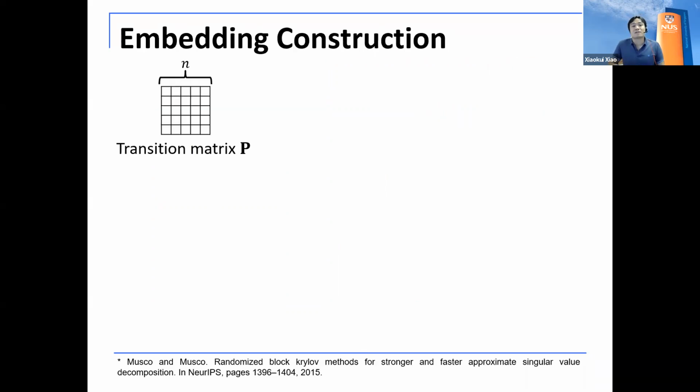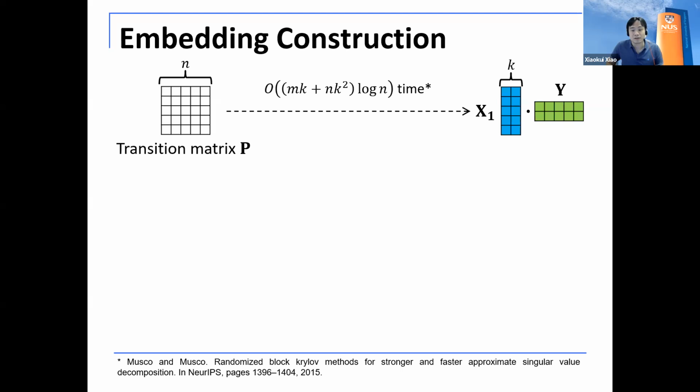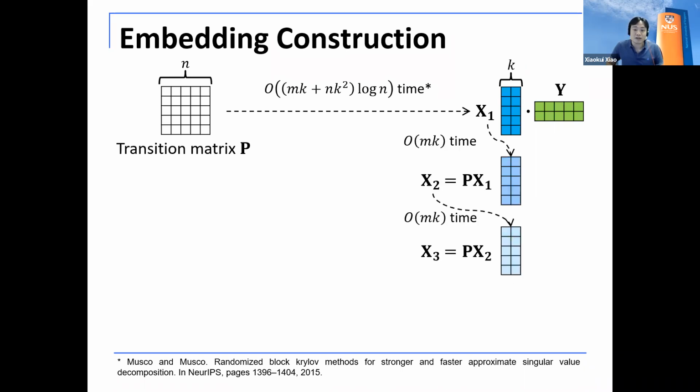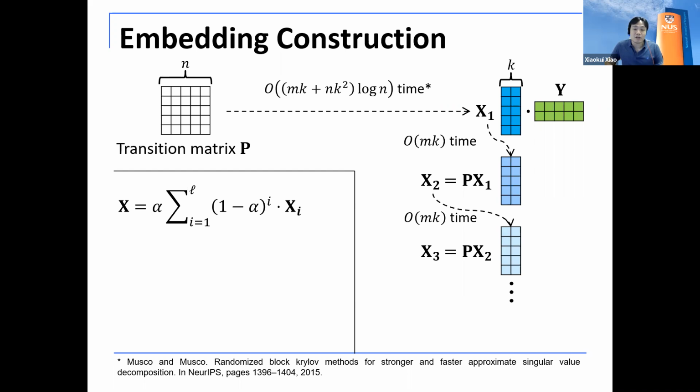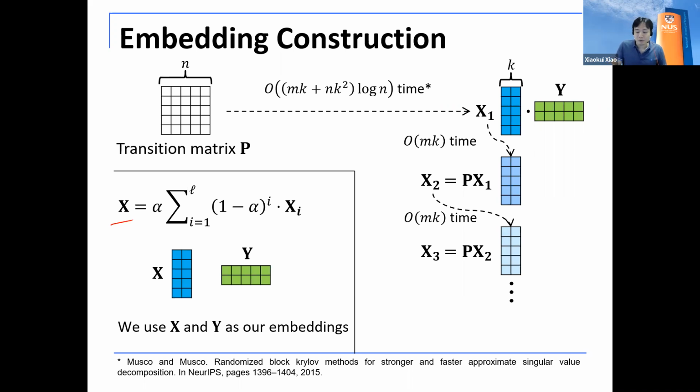So this motivates us to construct our embedding as follows. We take the transaction matrix, we factorize it using an efficient existing algorithm, and then we recursively multiply the left-hand side with P to obtain a series of n by k matrices. And then we take a weighted sum of those n by k matrices, and we denote it as X. And then we combine it with the right matrix Y here. And there we have our embedding matrix.